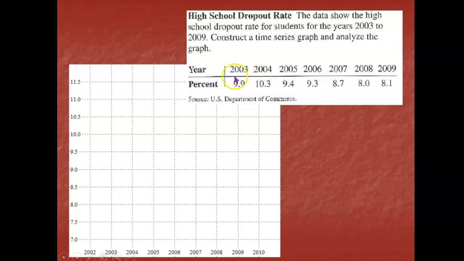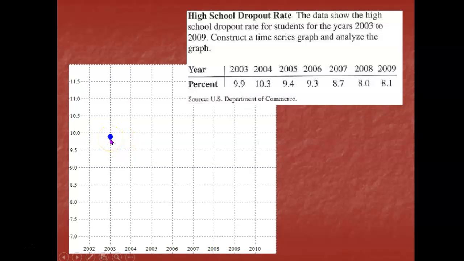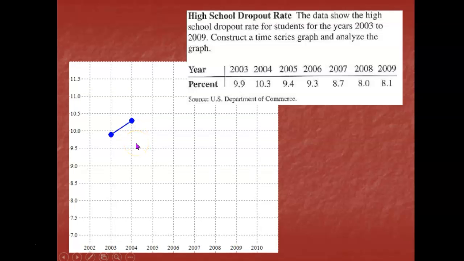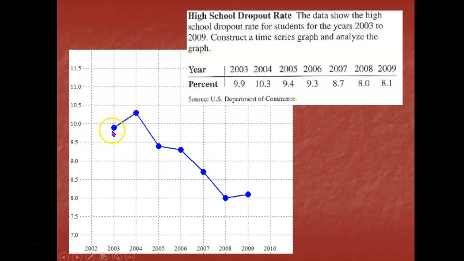So now we're ready to start plotting some points. There's going to be a point for the year 2003 where we go up to a height of 9.9, just a little bit below the 10.0 mark. So I'll start by putting a dot there. And then the next dot I put on the graph is going to be above 2004 up to a height of 10.3. Put a dot there. Connect the dots, and then go ahead and do the rest of these. The other 1, 2, 3, 4, 5 dots, connecting those. And here's what it looks like.